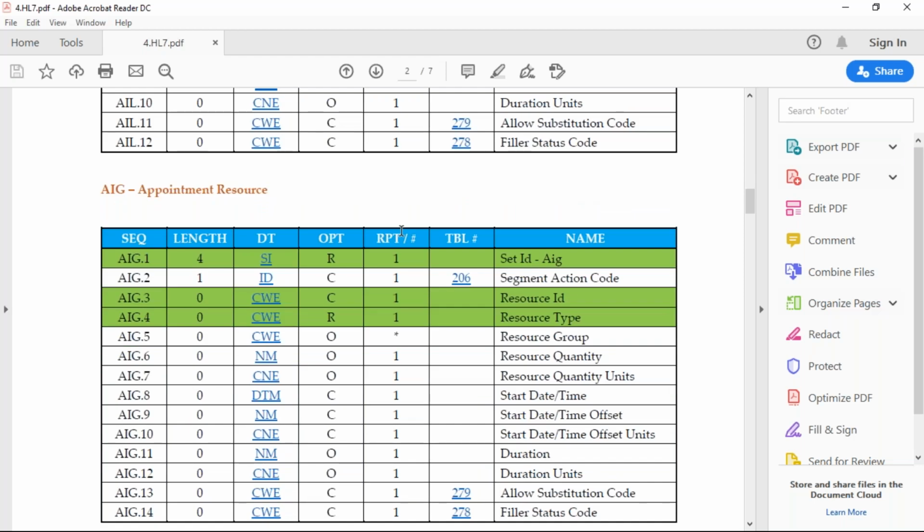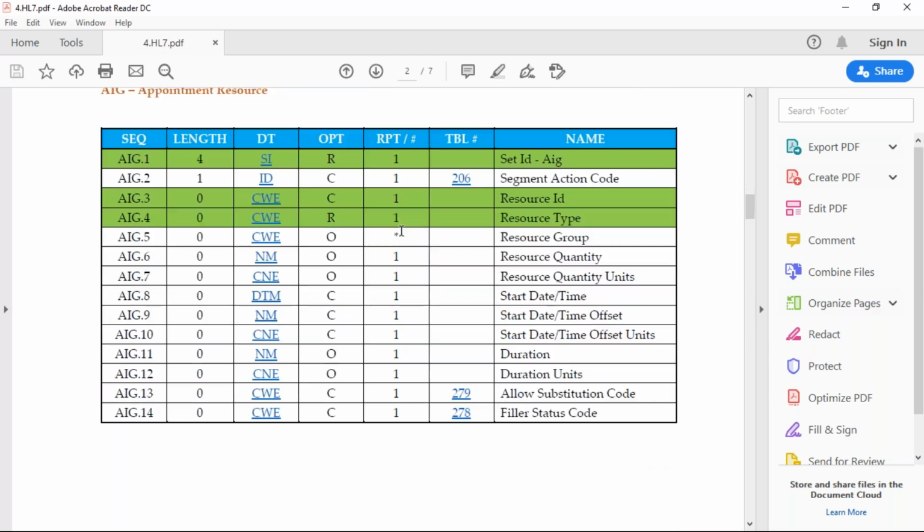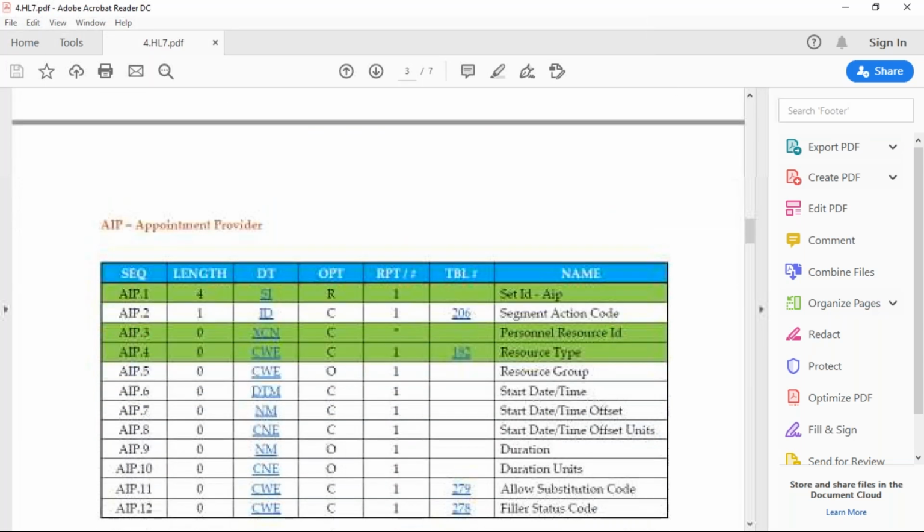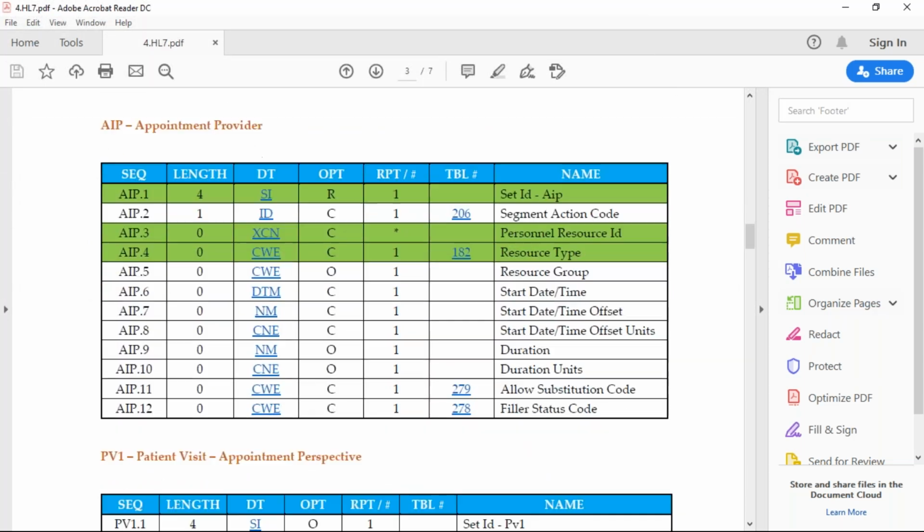And the next segment that we have is AIG. Before getting to AIG, we'll first complete AIP and we'll come back to AIG. So AIP is appointment provider information. So what is appointment provider information? This is nothing but on which doctor the appointment is being scheduled.